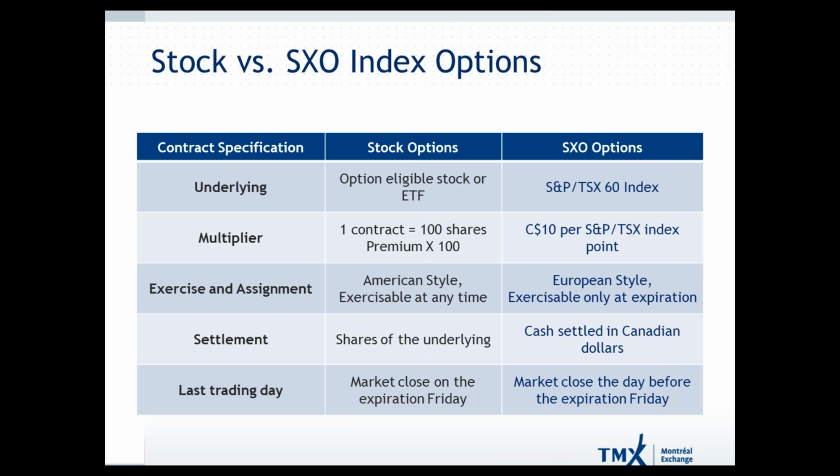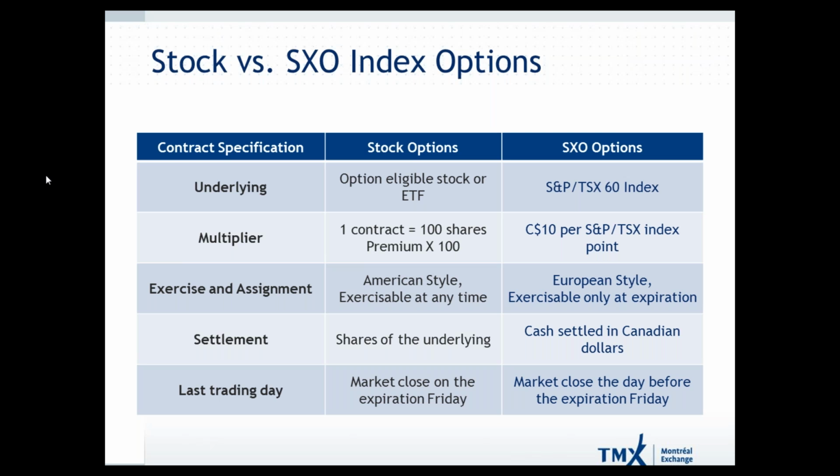So we're taking a look here at a typical stock or ETF option as a comparison to an SXO option, which is an option that trades on the S&P TSX 60 index. When we're looking specifically at the underlying security for the stock option, of course, the underlying is the options eligible stock or exchange traded fund. But for the SXO index option, it's actually the entire S&P TSX 60 index.